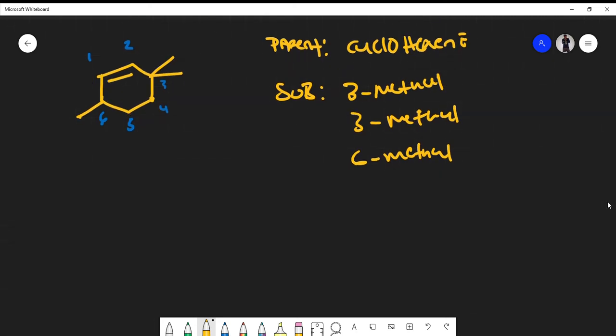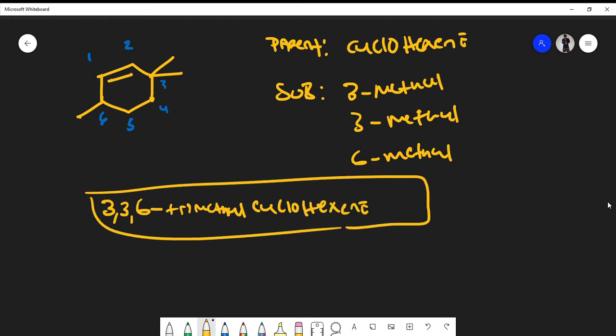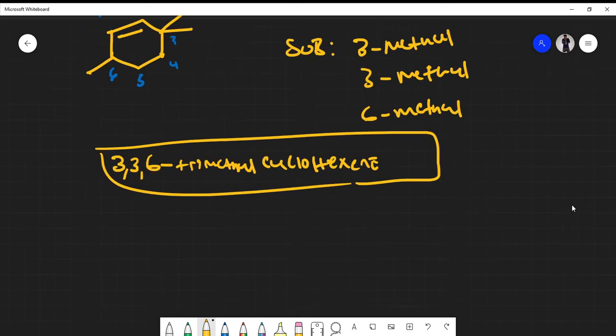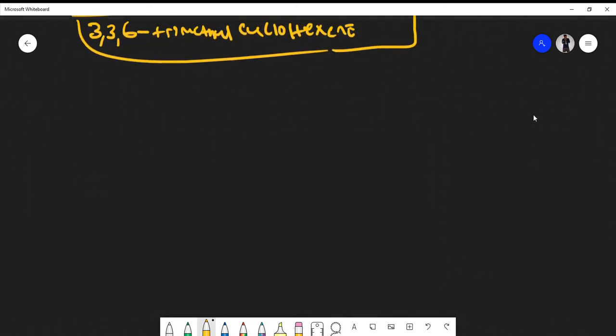So if we put this together, then this becomes 3,3,6 dash. We have to use a prefix because we have three methyl groups. So 3,3,6-trimethylcyclohexene. So this would be your IUPAC name for this molecule. How about this one?